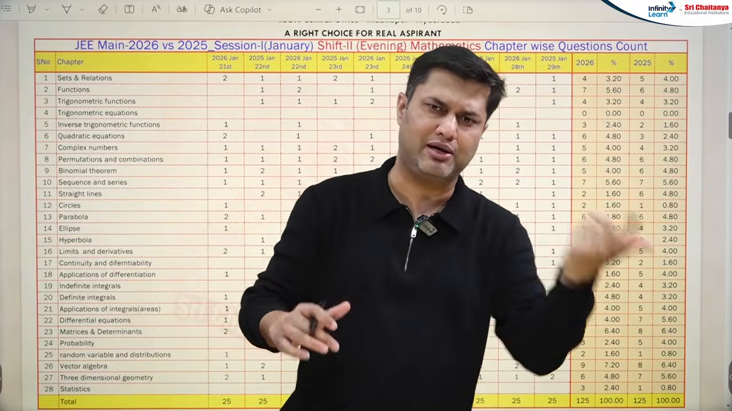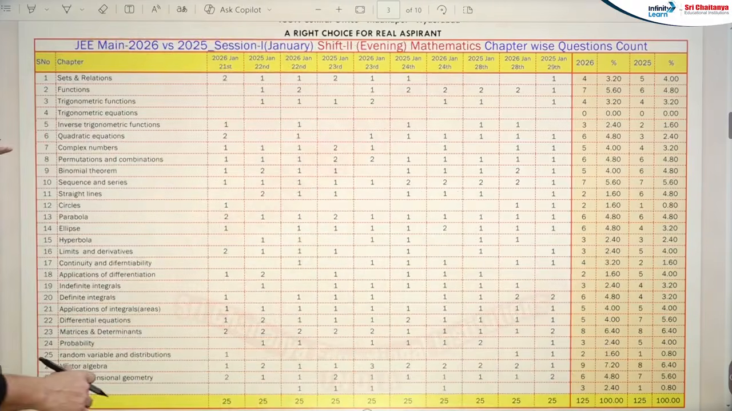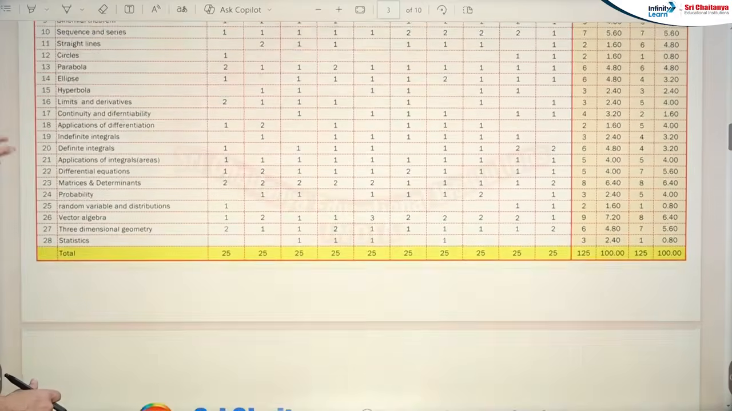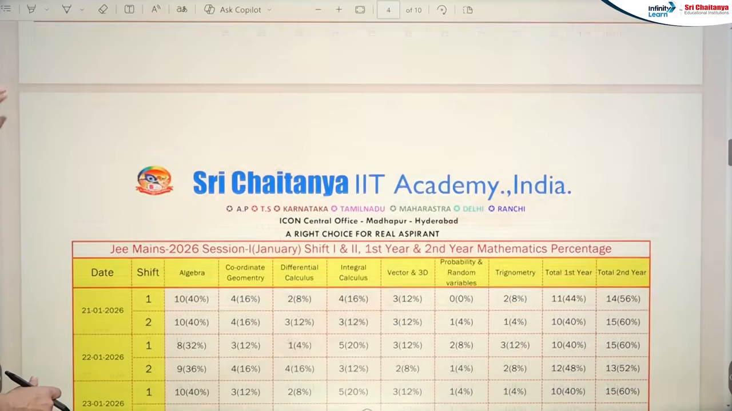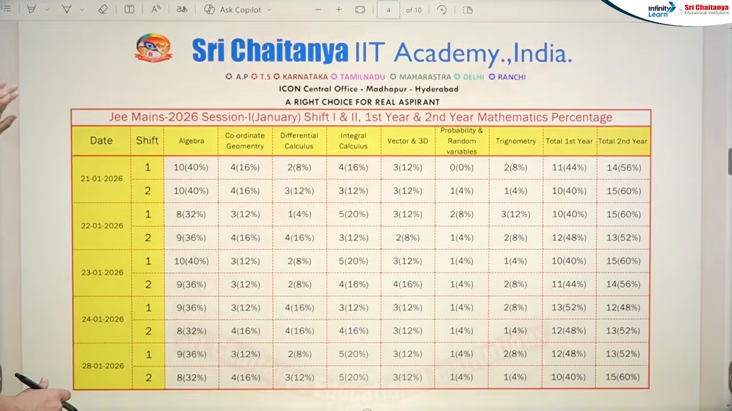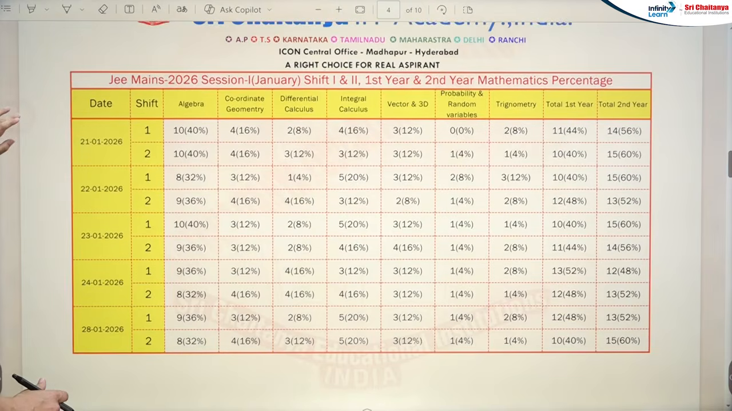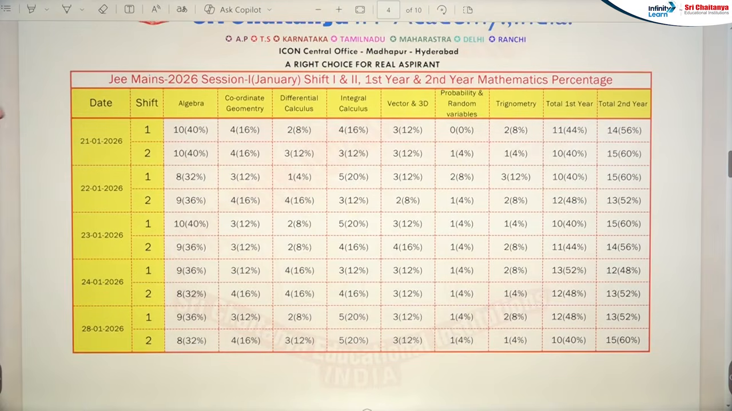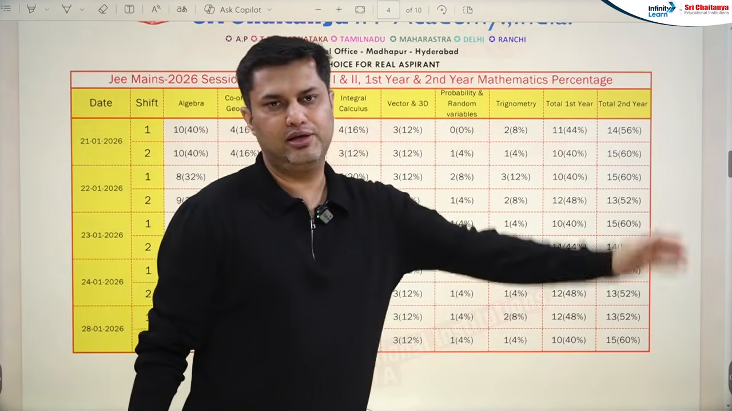1 question plus minus, okay. So this is about mathematics. Let's talk about the next subject. Before going to the next subject, we have the weightage of each and every department.